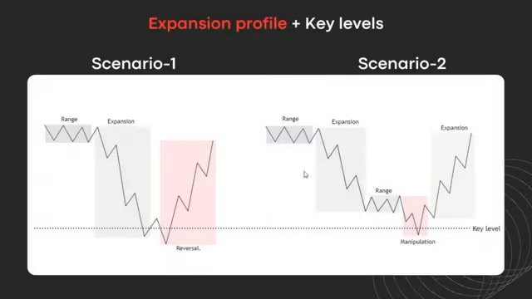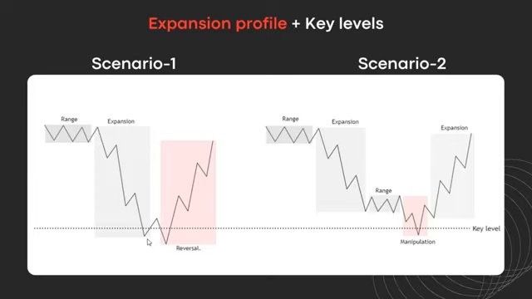So right here you can see the first scenario based on the combination of expansion profile and key levels: the expansion profile ends inside a key level, meaning we've tested the key level in the expansion move. In that case, we're going to expect a reversal profile straight away, because a key level has already been tested, and that key level is going to act as a catalyst for expansion in the form of a reversal profile.